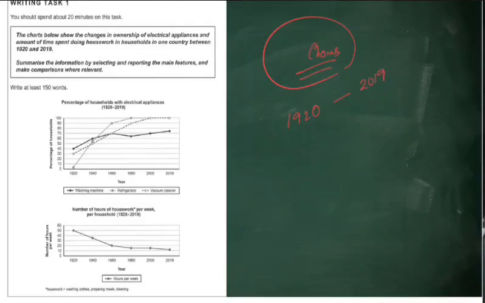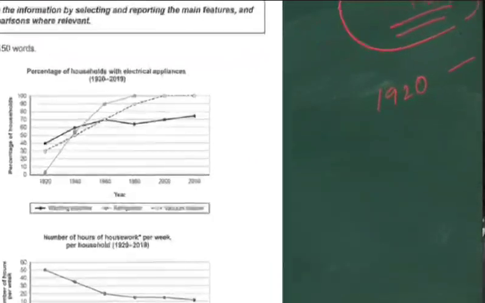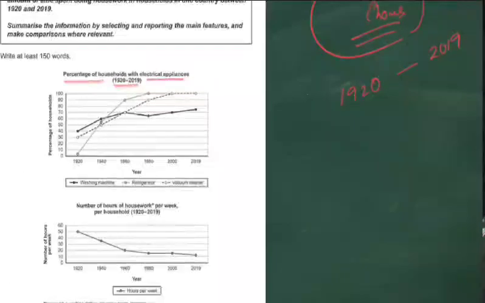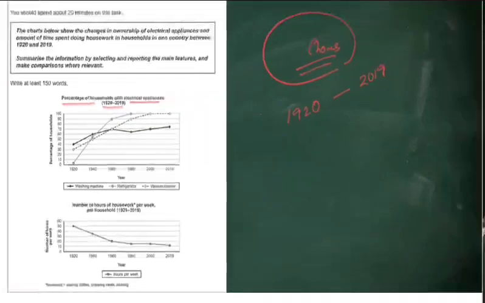So you have two different charts. One is about the percentage of households with electrical appliances, whereas the next one is about the number of hours of housework per week. You have to coincide the data and simply see how one has gone up and the other has gone down. So definitely the existence of the appliances has had some impact on the average weekly hours needed to do the chores or housework in general.